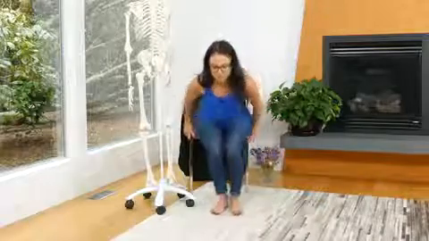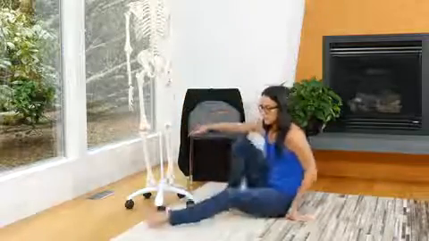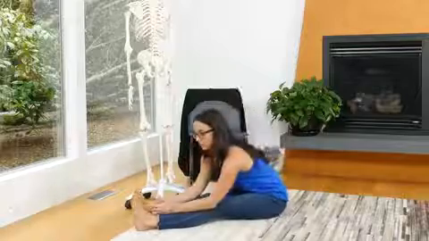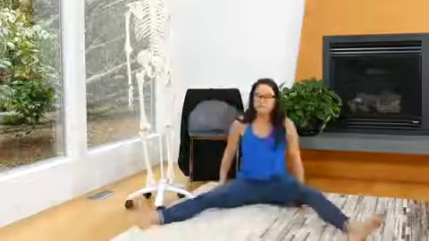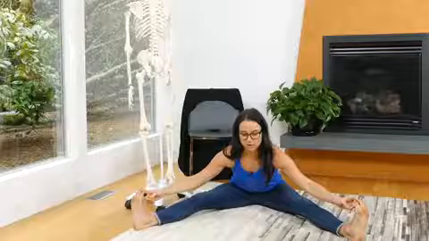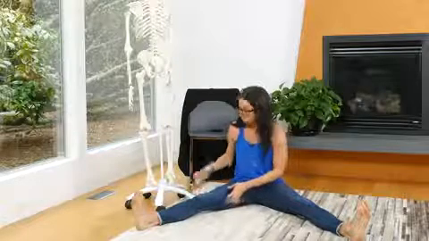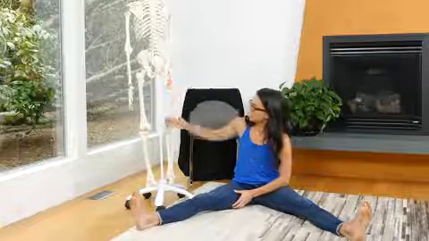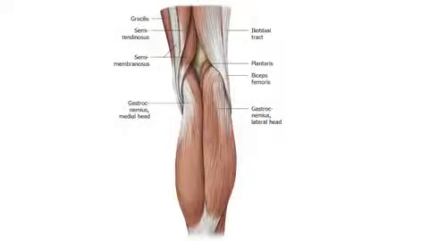So we have Paschimottanasana, our forward fold with the legs together, and we've got Upavishta Konasana, our forward fold with the legs apart. So these semimembranosus and tendinosus muscles, which you can see in your manual where they are exactly, are going to be the medial hamstrings, and those are going to be stretching more when the legs are spread apart.